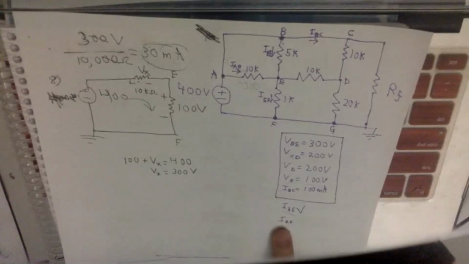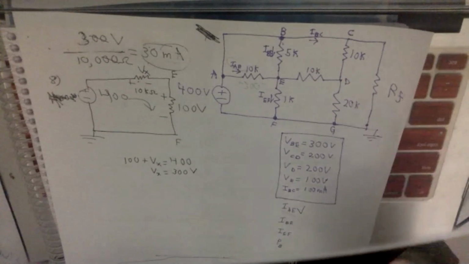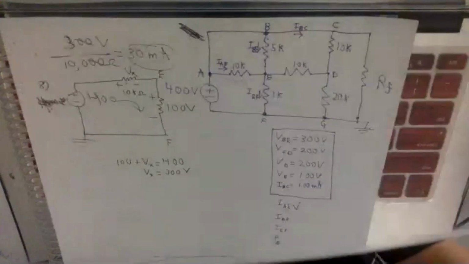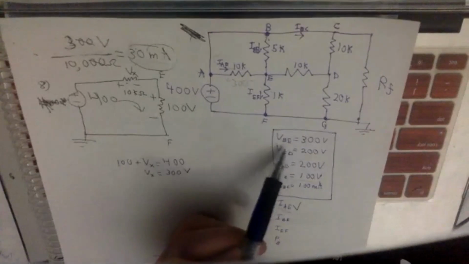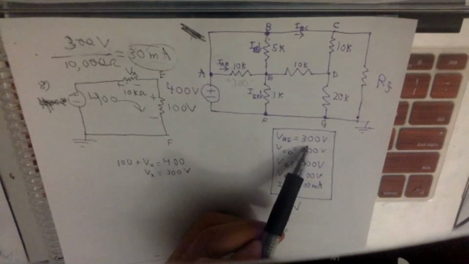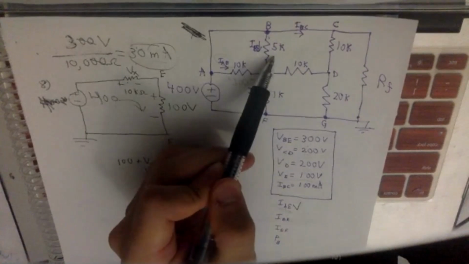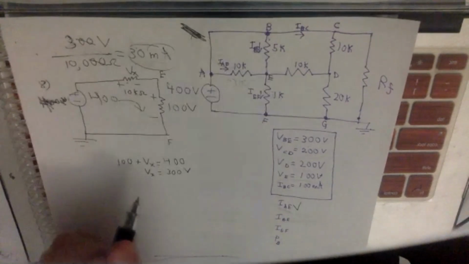Now we have to find IBE, which is the second one, which is going to be this one. This one's even simpler because it gives you the voltage right here. Voltage is going to be 300 volts. IBE is going to be 5K. So you have everything.